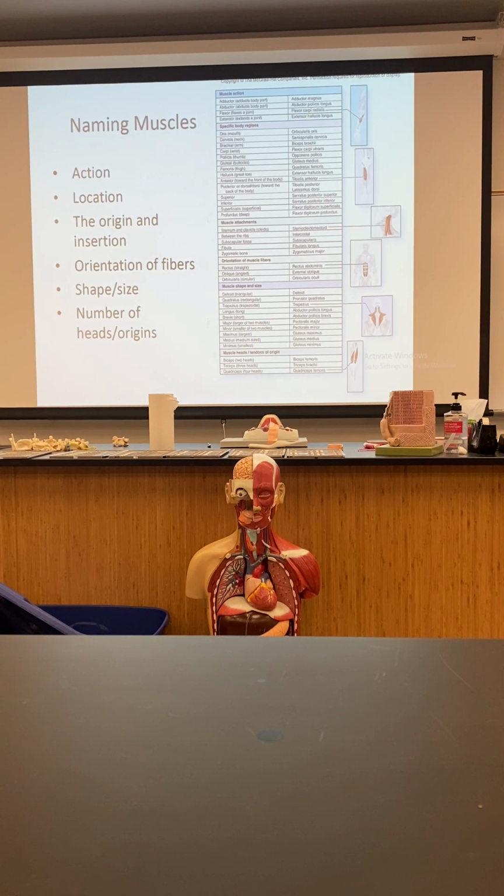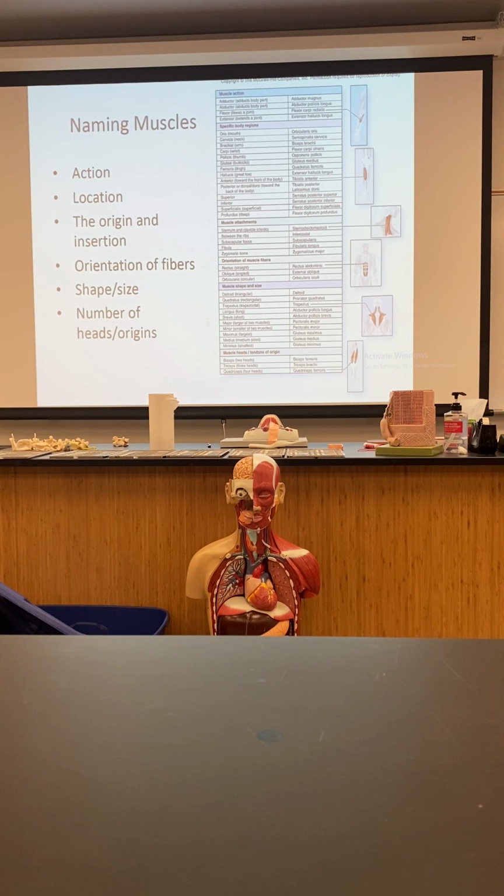So those two muscles I just mentioned, flexor carpi radialis and extensor carpi radialis, they're both on the radius side of the forearm. So radialis gives us that indication that they're on the thumb side, the lateral side of the forearm there.